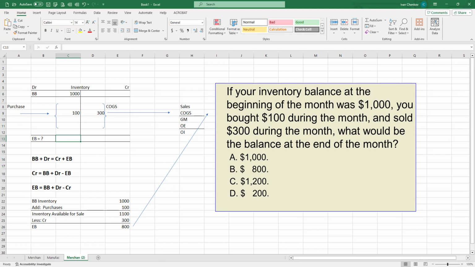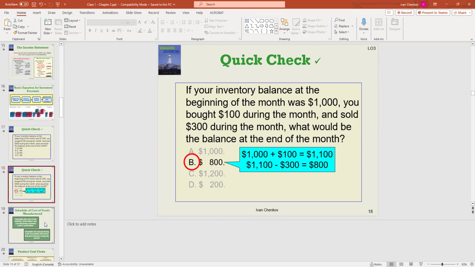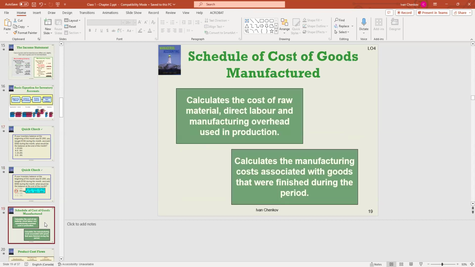Okay, let's go back to the slides now. We're done with this. We had the answer. Let's apply the answer and see if that's the correct answer. Should be, right? 1,000 plus 100 gives you 1,100, minus 300 gives you that 800 that we needed.